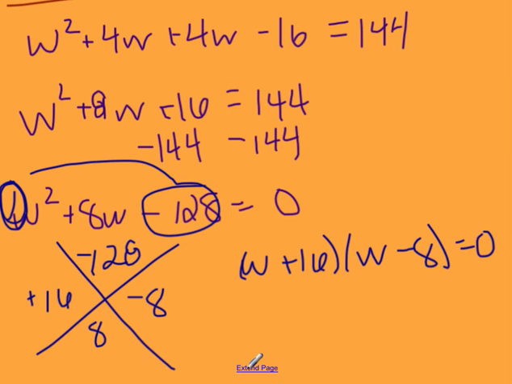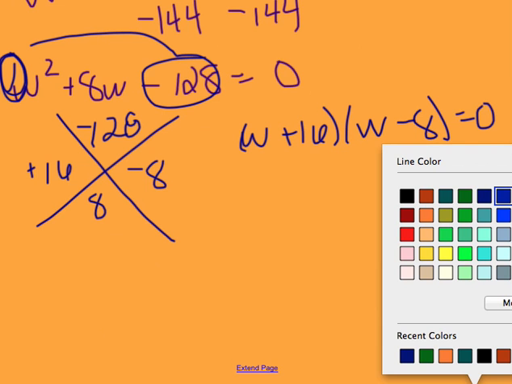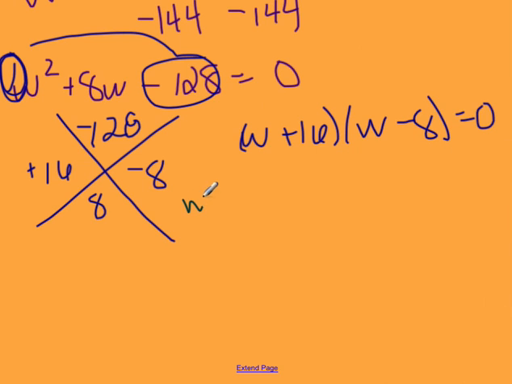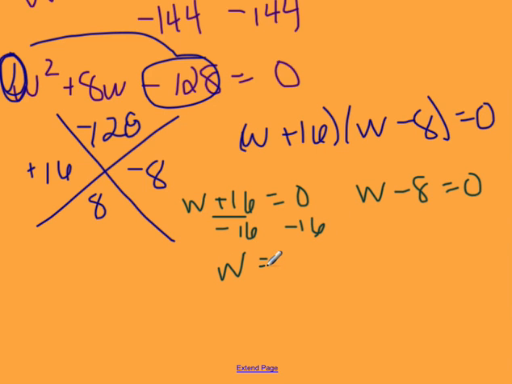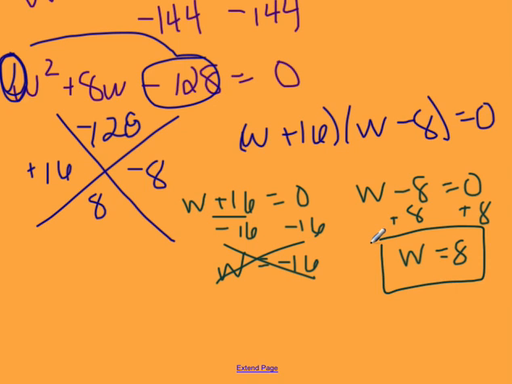Now if you remember, we use something called the zero product property. When you use the zero product property, you take each factor and set it equal to 0. For this one, I'm going to subtract 16 from both sides. So I get W is equal to negative 16. Here, you're going to add 8 to both sides, and you get that W is equal to 8. Well, we don't want to have negative distance. That doesn't make sense to us, so we're going to throw that out. So the only answer that works is that W has to be 8.